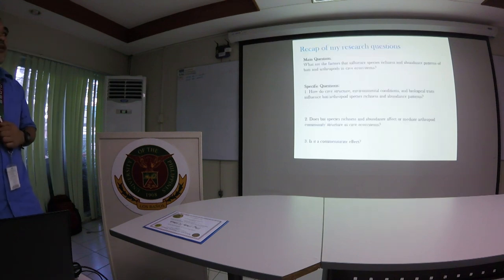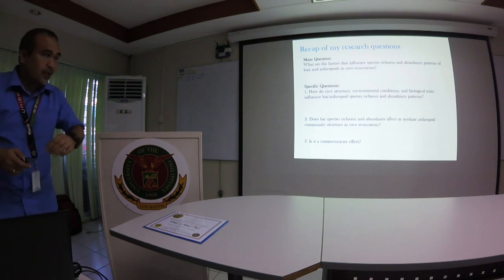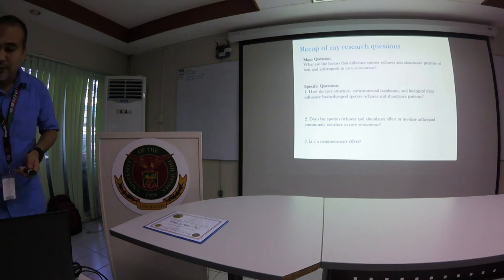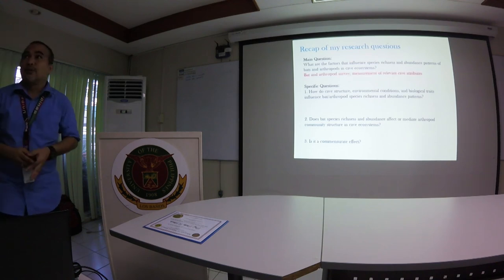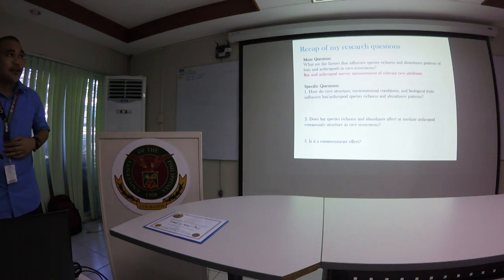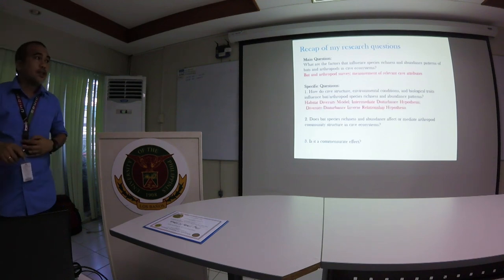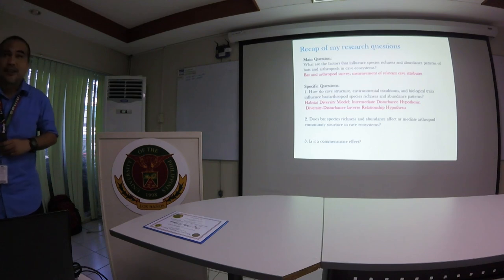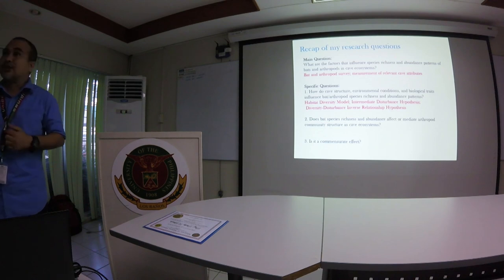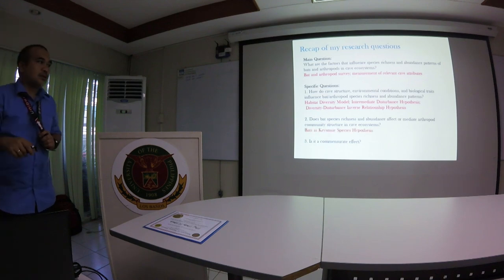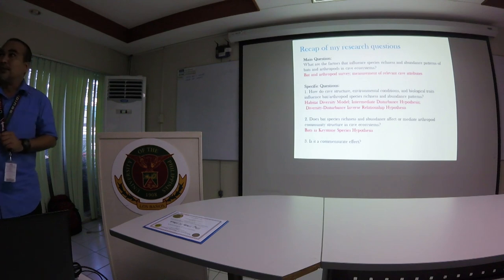So in recap of the research question that I presented a while ago, my main question is: what are the factors that influence species richness? I'm trying to answer that with a methodological approach of bat and arthropod survey and measurement of relevant cave attributes. For specific question number one: how do these cave attributes, structure, environmental conditions, biological traits, influence arthropod species richness and abundance? I'll try to look into the habitat diversity model, intermediate disturbance hypothesis, and disturbance-diversity inverse relationship hypothesis as my working framework.